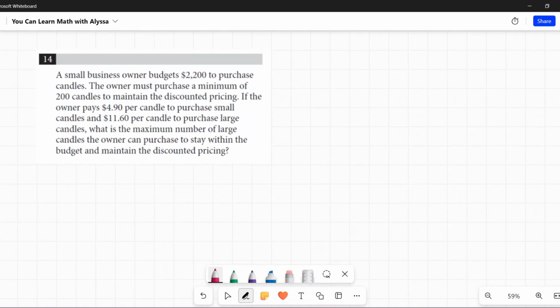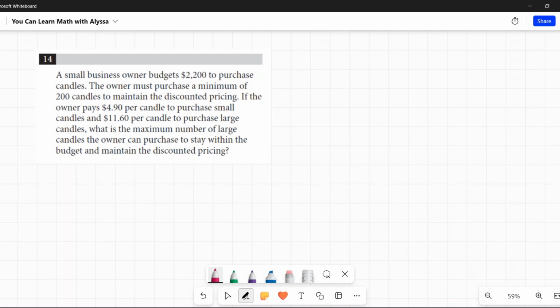Number 14. A small business owner budgets $2,200 to purchase candles. The owner must purchase a minimum of 200 candles to maintain the discounted pricing. If the owner pays $4.90 per candle to purchase small candles and $11.60 per candle to purchase large candles, what is the maximum number of large candles the owner can purchase to stay within the budget and maintain the discounted pricing? This is a Desmos problem, let me tell you.